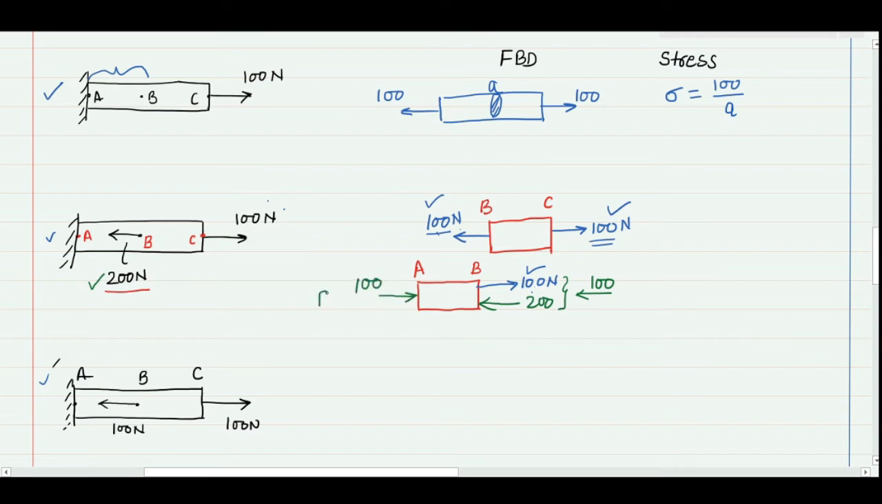And this is nothing but your reaction coming because of the ground. So here we can see that the BC section is going to be subjected to a load of 100 Newton. The AB section is also subjected to a load of 100 Newton, but this is a tensile force and this is a compressive force. So when I define the stresses, the stress in BC will be 100 by A, where A is the cross section area. Similarly, the stress in AB will be what? It is also 100 by A, but here this is of tensile nature and this is of compressive nature.